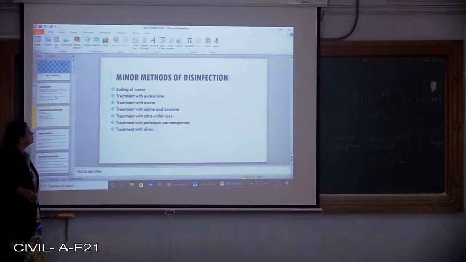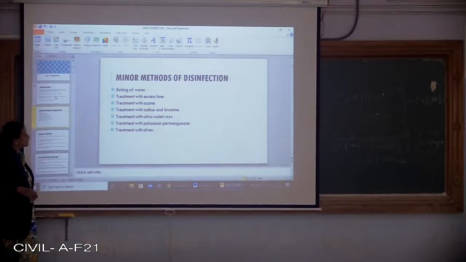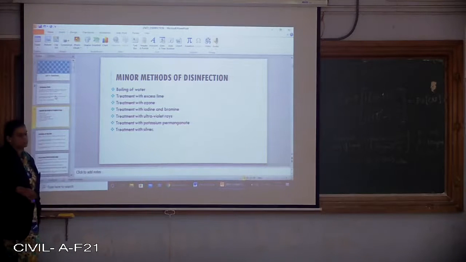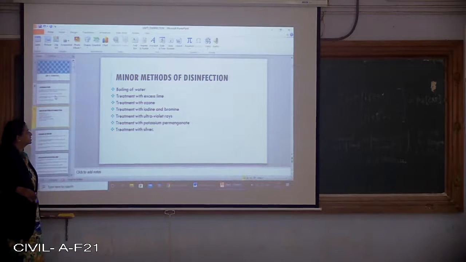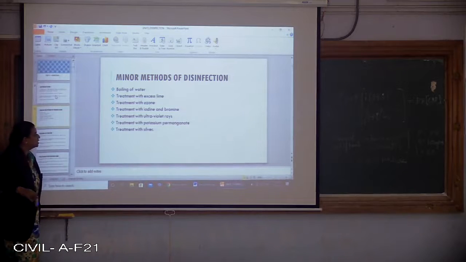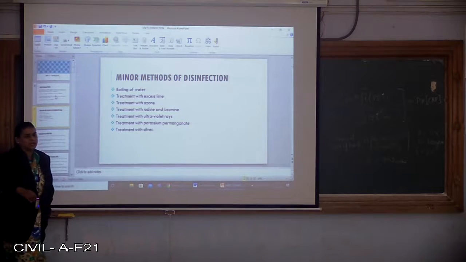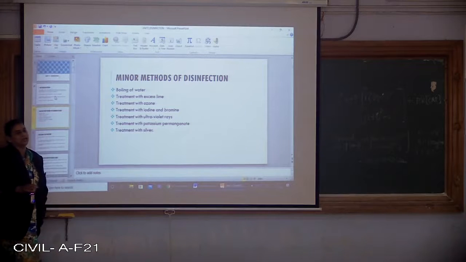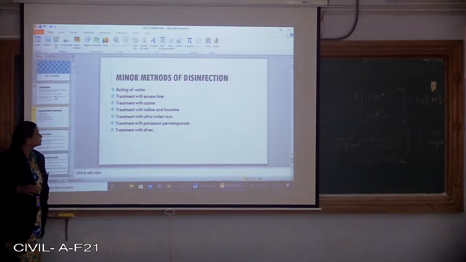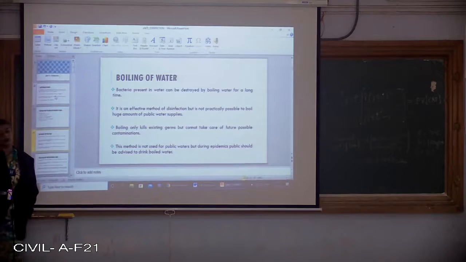So here we are going to see different minor methods, that is the boiling of water, then the second one, that is the treatment with excess lime, third is the treatment with ozone, treatment with iodine and bromine, treatment with ultraviolet rays, treatment with potassium permanganate, and the last one we are going to see is the treatment with sulfur. Here we are not going to study all the methods, only a few methods, which we are going to study. So coming to the first part, that is boiling of water.